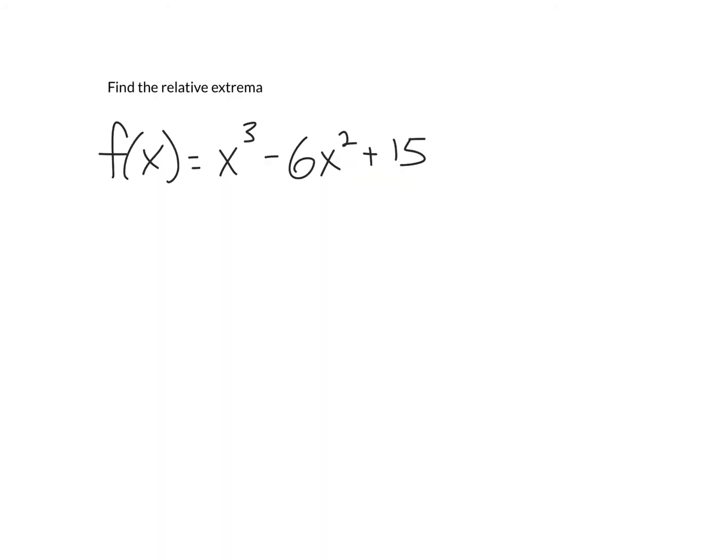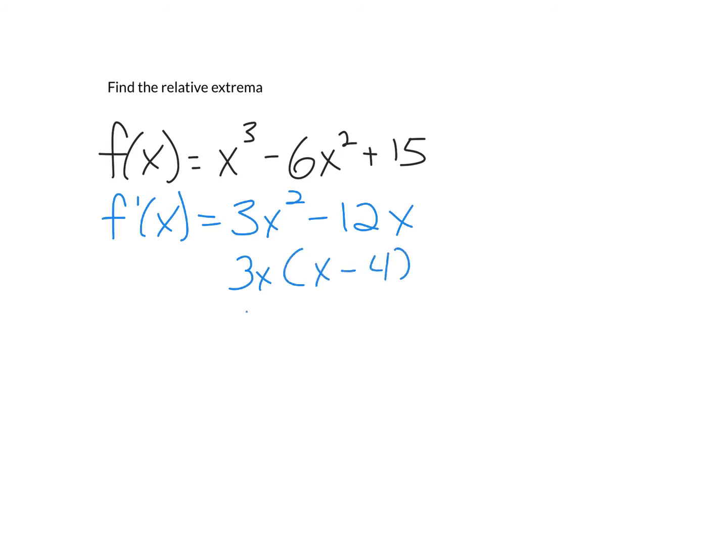Let's find a relative extreme. Let's do this, okay? So, let's use blue here. The derivative of f of x, we have to find the derivative first. Doesn't go away. 3x squared minus 12x. And then we factor. GCF, we love GCF. And x equals 0 and 4 are your zeros.